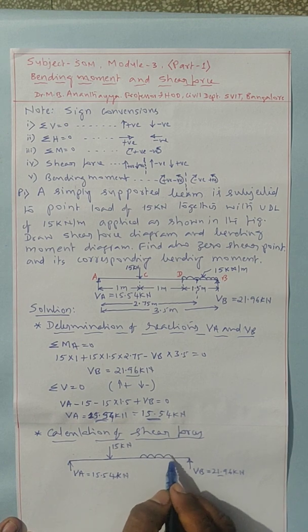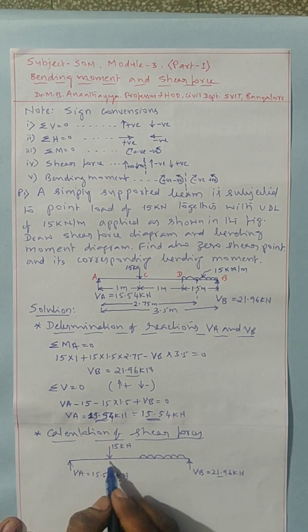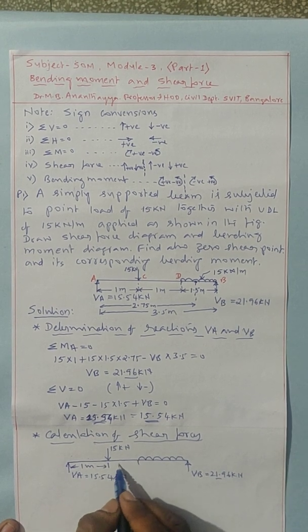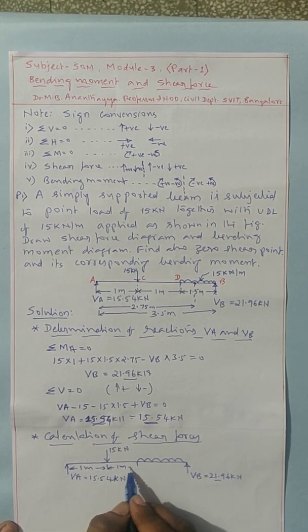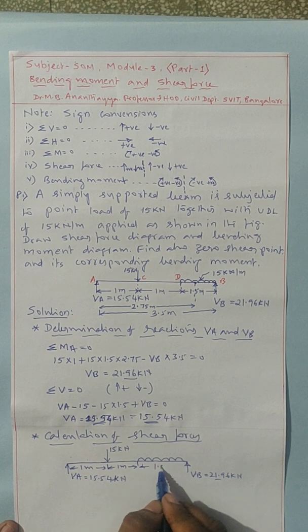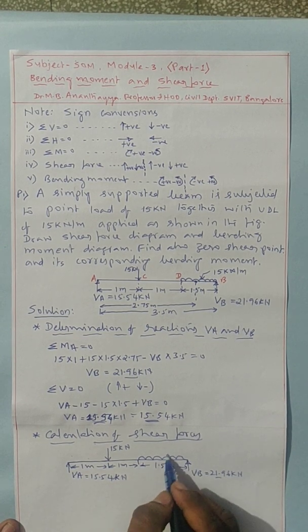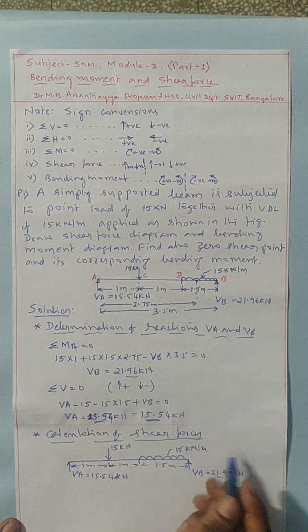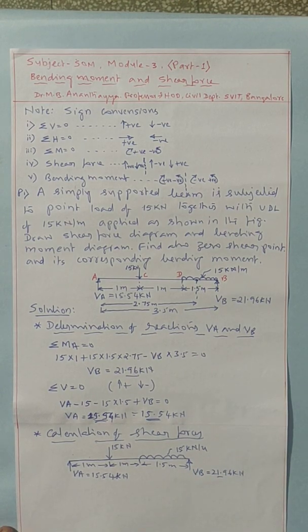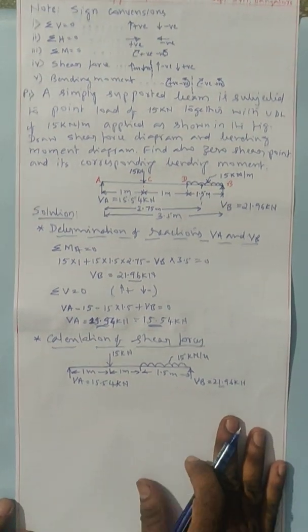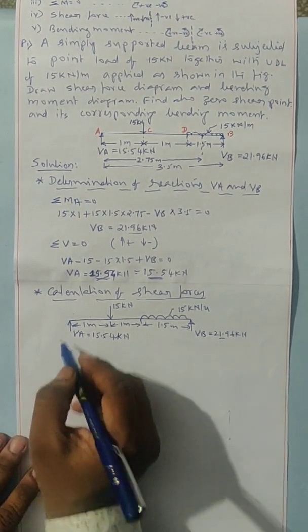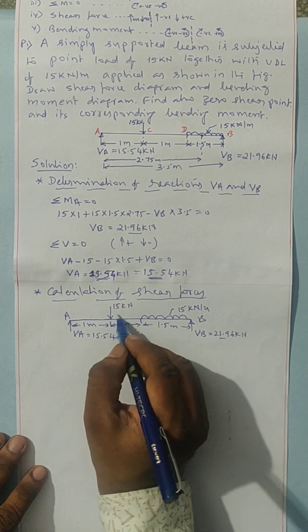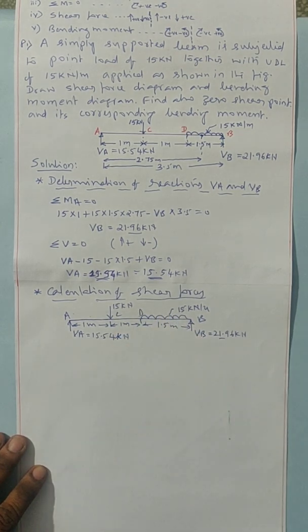Here UDL is there. This distance is 1 meter. Again this distance also 1 meter. This distance is 1.5 meter. The intensity is 15 kilonewton per meter. Now these are our points. This is A, this is B, this is C, this is D.